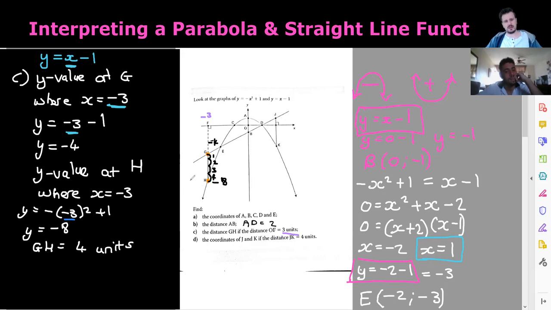Okay. So it's a bit of a tricky concept. JK is kind of the same thing, except now JK is telling us that the distance is 4 units. So now I'm going to introduce a new concept, and I'm going to stop this video, and I'm going to talk about the new concept in the next one because it's quite long.